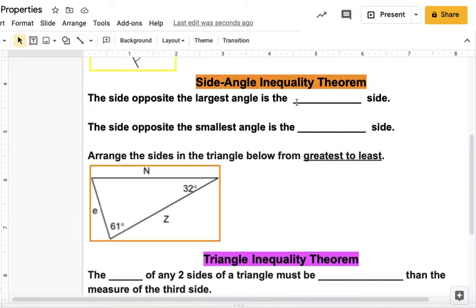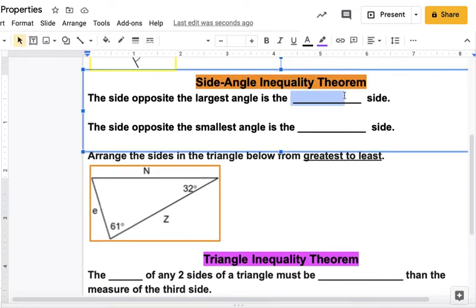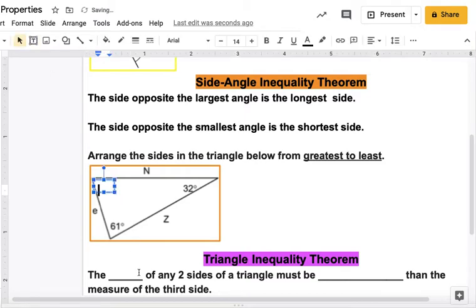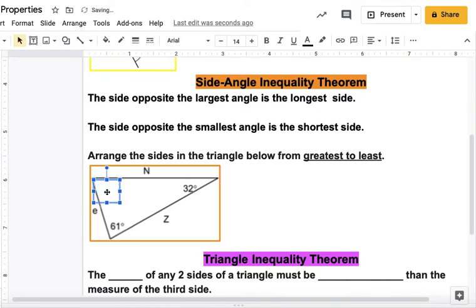Okay, we know the side opposite, or across from, the largest angle is the longest side. And the side opposite, or across from, the smallest angle is the shortest side. So now when we want to arrange the sides from greatest to least, we need to first make sure we know all three angles. So I need to know this angle. Well, we'll use our triangle sum theorem. We know that the three angles add up to 180. So to find the missing angle, we can subtract these two from 180.